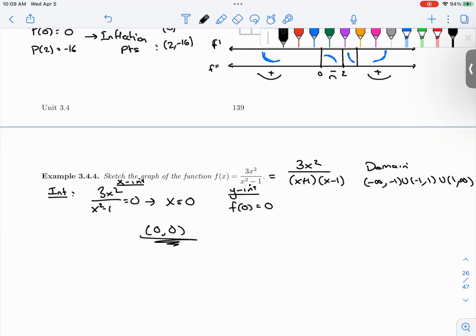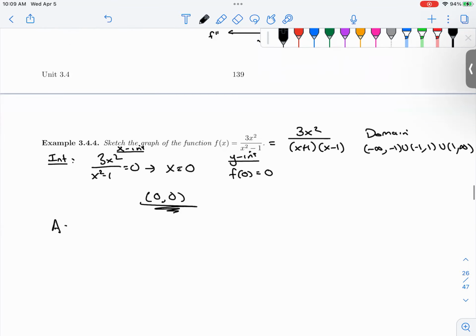Then we got the intercepts, we got the domain, we still need the asymptotes. We didn't check for those in the previous one because it was a polynomial, and polynomials do not have asymptotes. Rational functions can. Not all of them, but a lot of them do. So asymptotes. The vertical asymptotes are going to come from the denominator. From the denominator equaling 0, you get x equals 1 and negative 1. So we're going to have 2 vertical lines at 1 and negative 1.